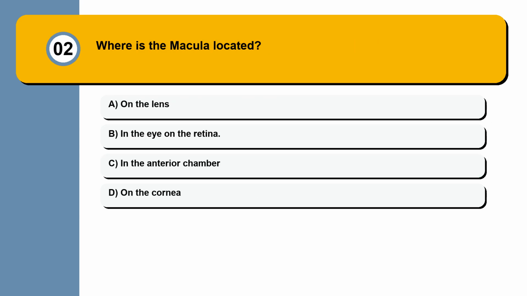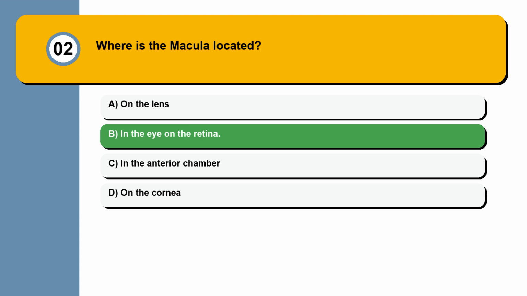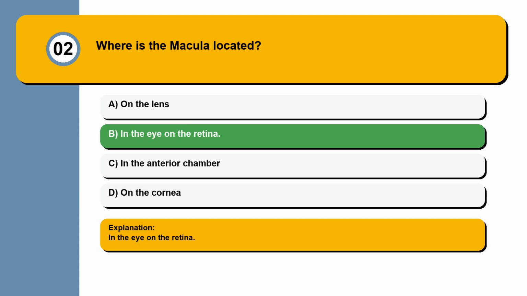Question 2. Where is the macula located? On the lens. In the eye, on the retina. In the anterior chamber. On the cornea. In the eye, on the retina.